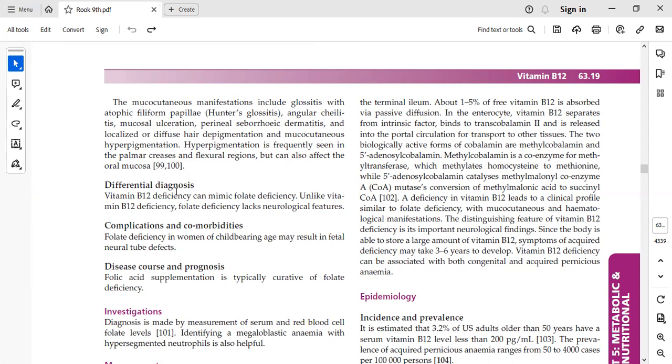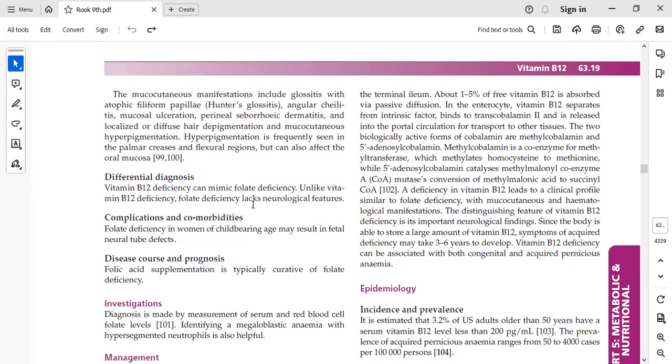The top differential that we keep in mind with these features is vitamin B12 deficiency. It can 100% mimic with these findings. However, there is a very major difference between the two. In case of vitamin B12 deficiency, there are going to be neurological features which are not there in the folate deficiency.